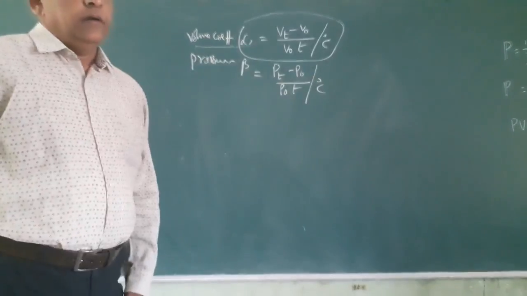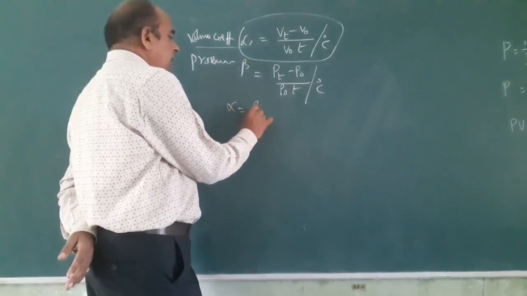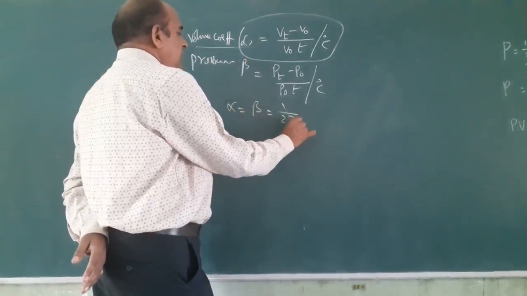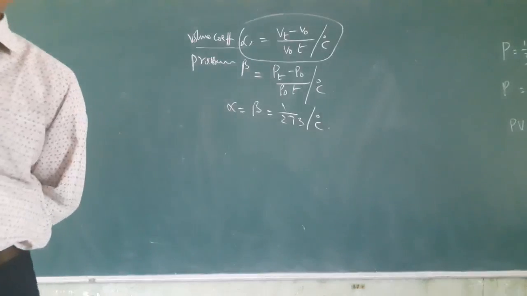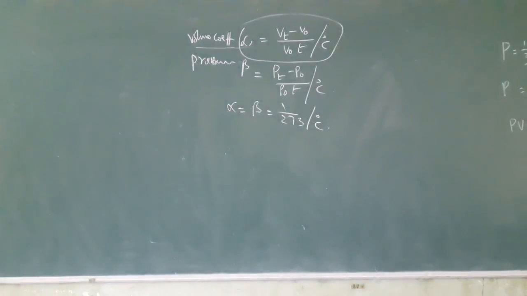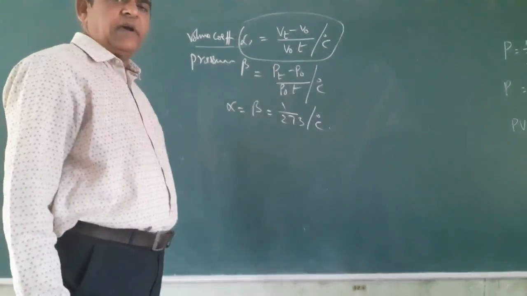For all gases, the volume coefficient and pressure coefficient are equal, and that is 1 by 273 per degree centigrade. Gases have two coefficients of expansion and the relation between them is alpha is equal to beta.